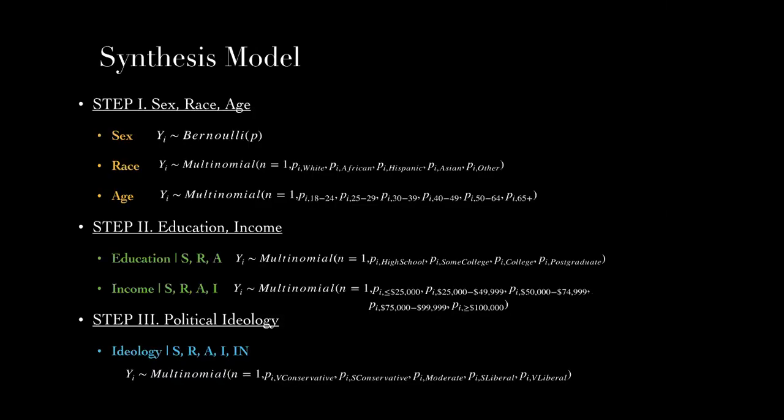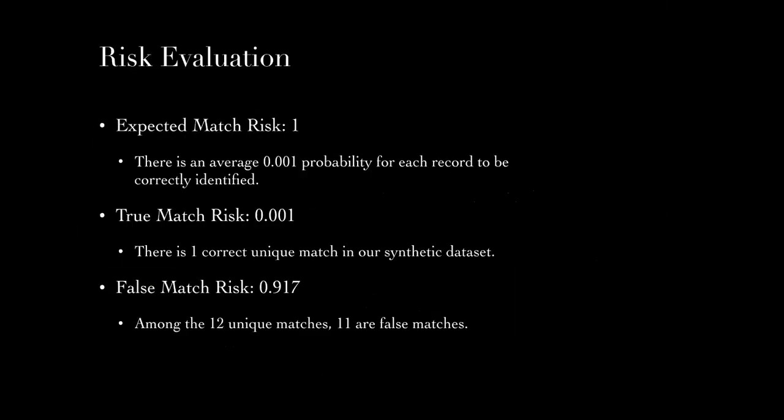And these are my models. For sex, each observation is a Bernoulli trial, and for race, age, education, income, and ideology, there are all multinomial models. For age and race, I use the Dirichlet priors, whereas for education, income, and ideology, I use explanatory variables in the logistic regression.